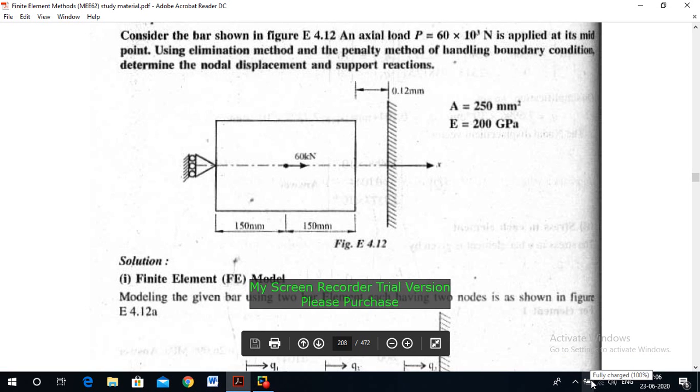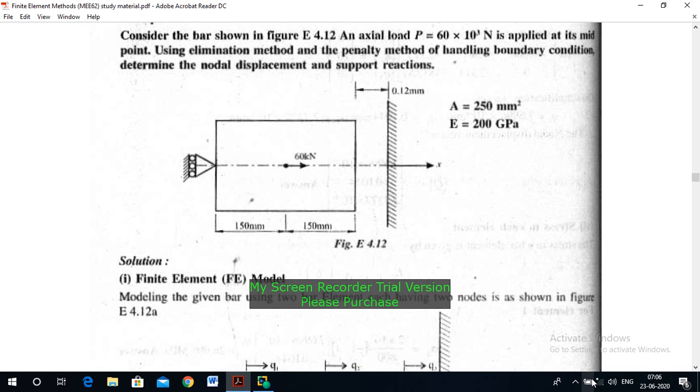Next problem, on the penalty approach method. Consider the bar shown in the figure. An axial load P equal to 60 into 10 power 3 Newton is applied at its midpoint. Using the elimination method and the penalty method of handling boundary conditions, determine the nodal displacement and support reactions.